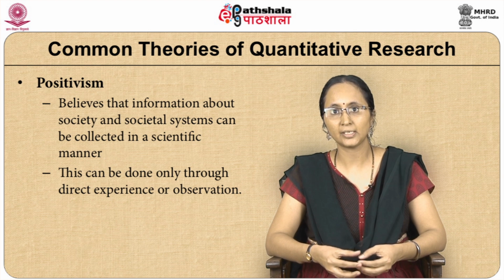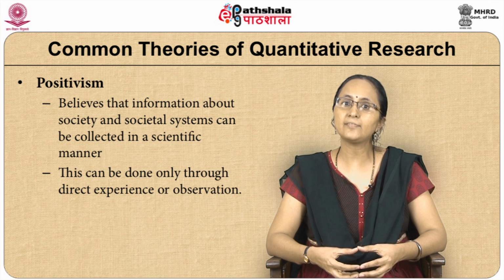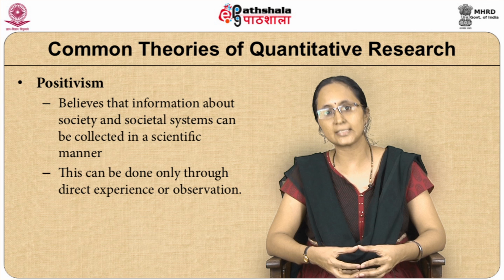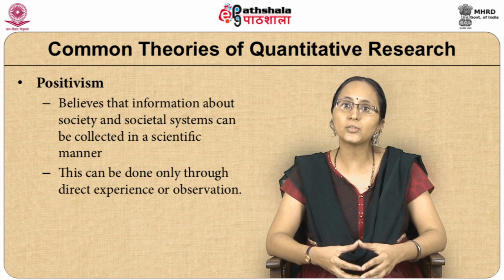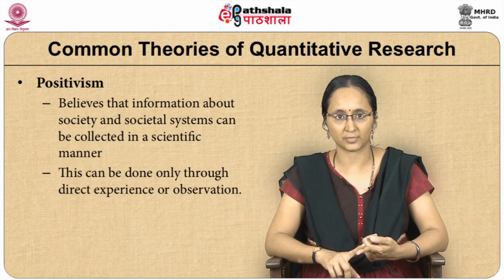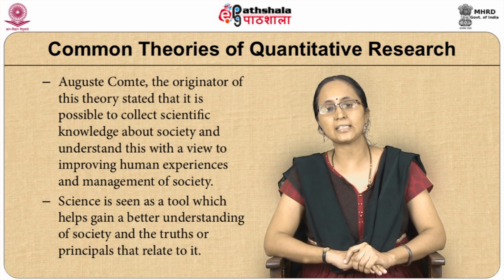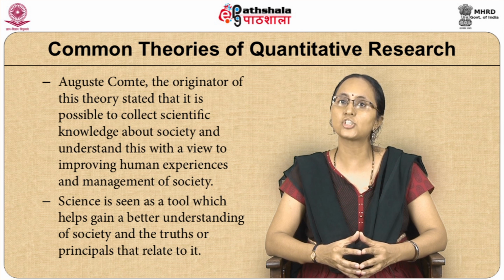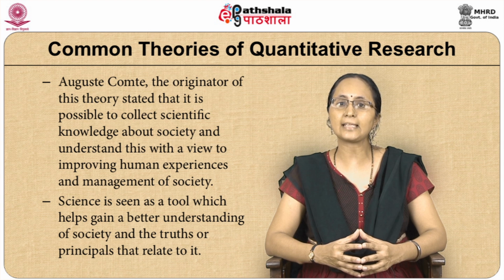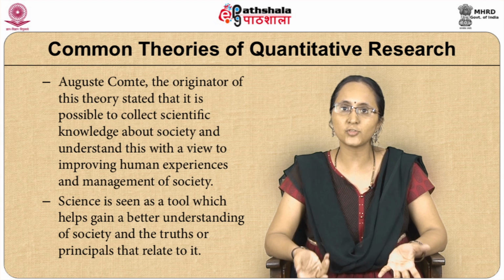The second theory that we use in quantitative research is positivism. Positivists believe that information about society and societal systems can be collected in a scientific manner, and this can be done only through direct experience or observation. Auguste Comte, who is considered to be the originator of this theory, stated that it is possible to collect scientific knowledge about society and understand this with a view to improving human experiences and management of society.